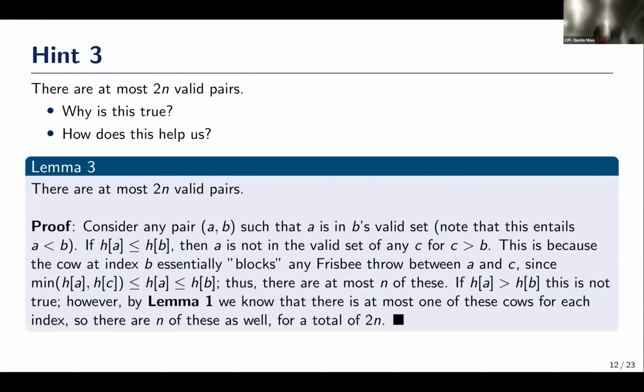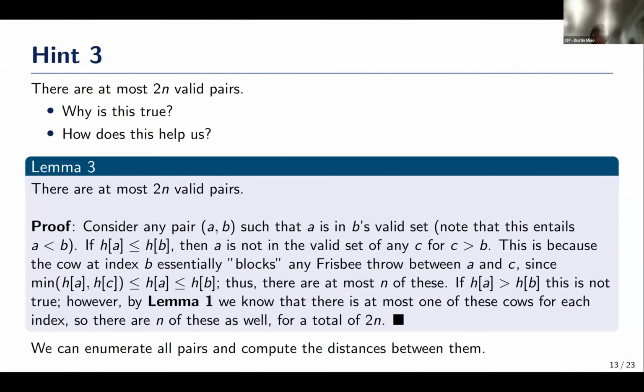because by lemma 1 we know that there's at most one cow that satisfies this property. So there's at most one cow that's taller than each cow that's in its valid set, and every cow is dominated by at most one other cow. So we know that there are at most 2n pairs. With this observation, we can enumerate all pairs and just compute the distances between them, which makes this problem a lot easier.